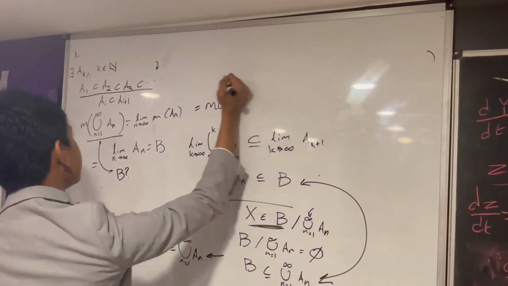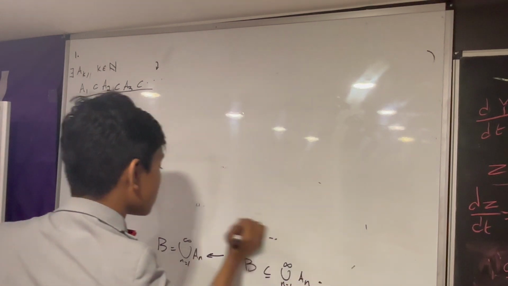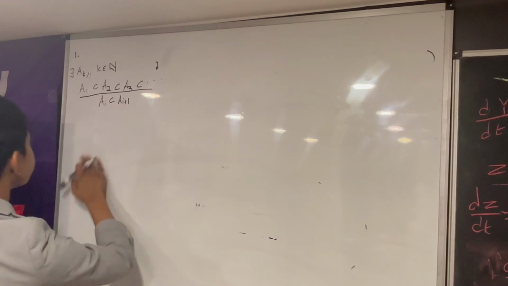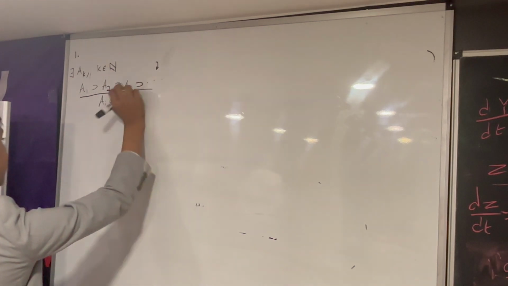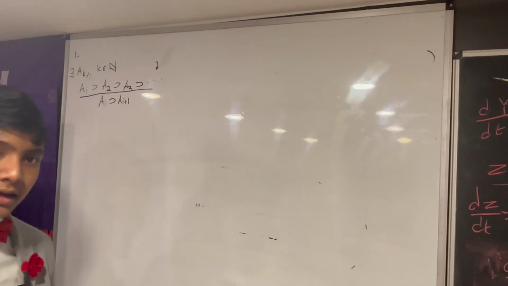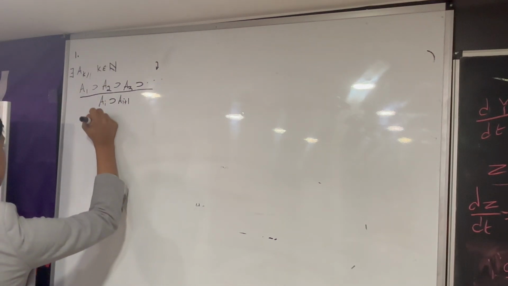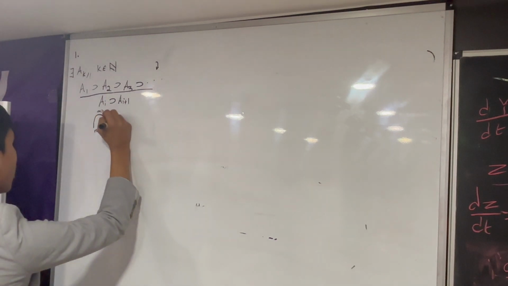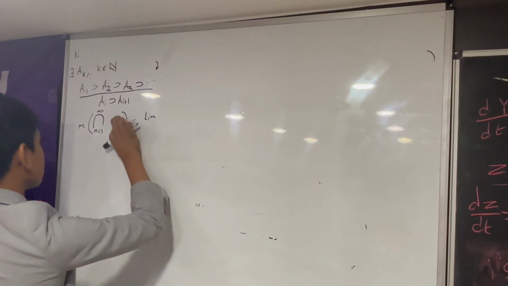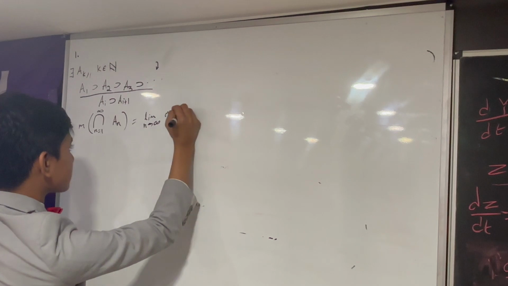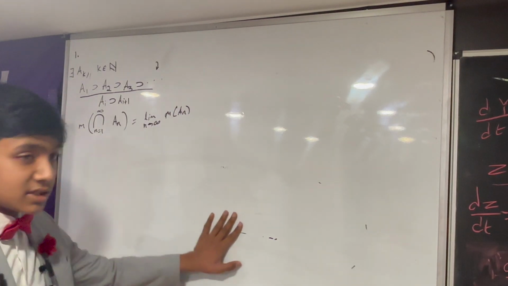Alright, so now let's do the inverse. Let's say A1 is a superset of A2, which is a superset of A3, which is a superset of A4, and so on and so forth. A1 always contains A_i. A_i always contains A_(i+1). Okay, so now we're just going to show that the measure of the intersection of all A_i should be equal to the limit as n approaches infinity of the measure of A_n, right? Well, there's a contradiction here. Well, no, not really. There's a counterexample here.